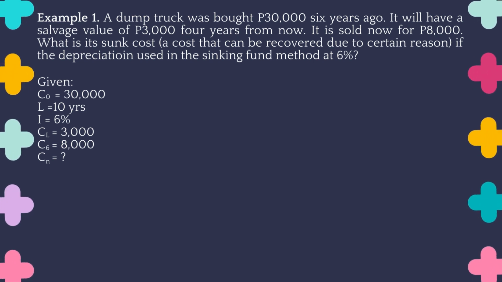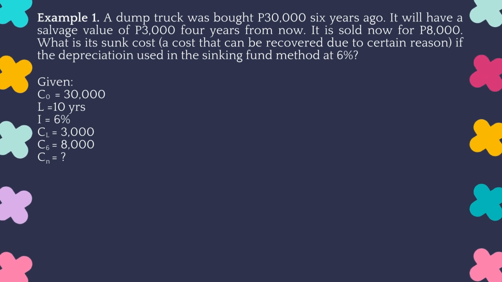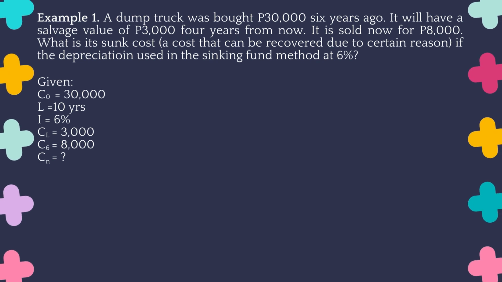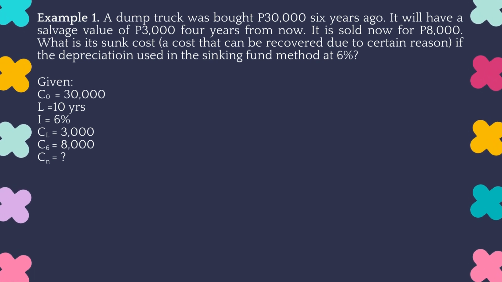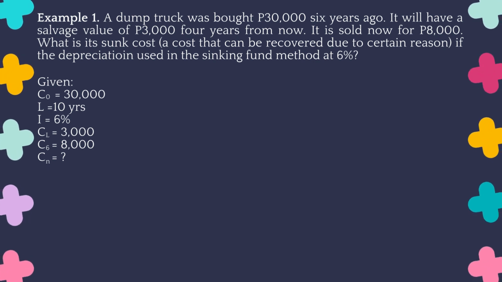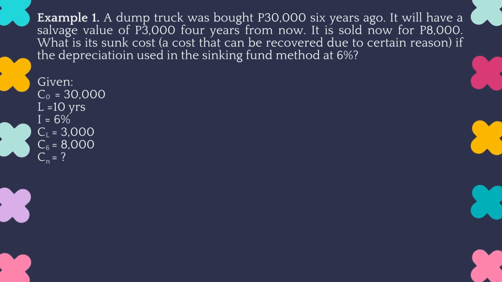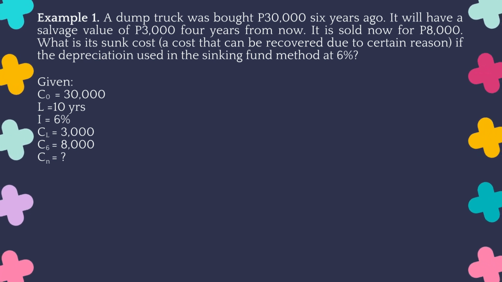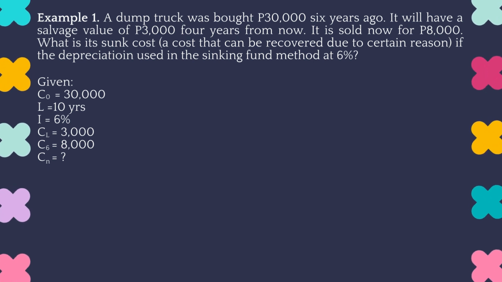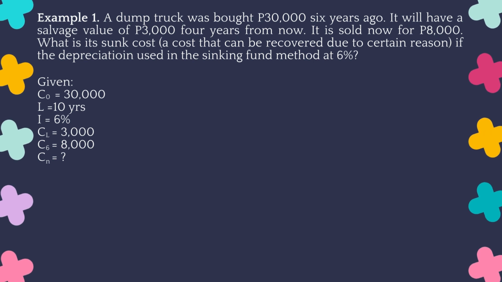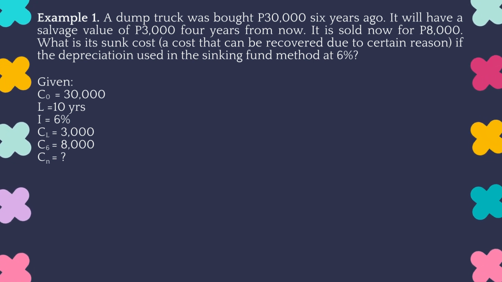C sub O is equal to 30,000, or the original cost of the property. L is 10 years, so I just add the number of years mentioned in this problem. And I is equal to 6%, and C sub L is equal to 3,000, or the salvage value, and C sub 6 is 8,000, as mentioned in this problem, that it is sold for 8,000, and then C sub N is missing.